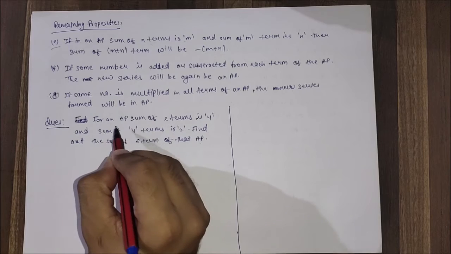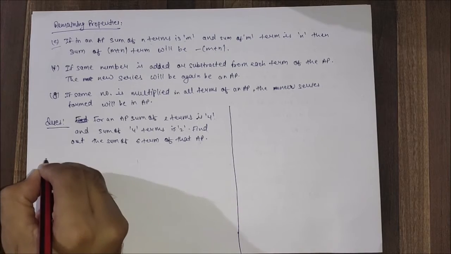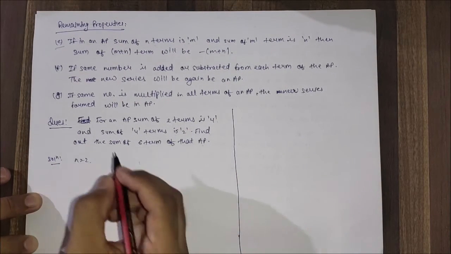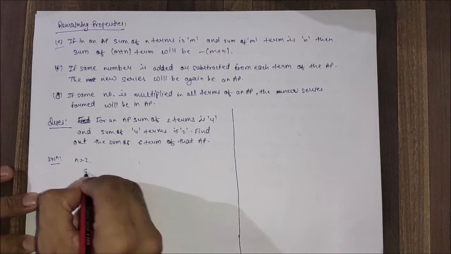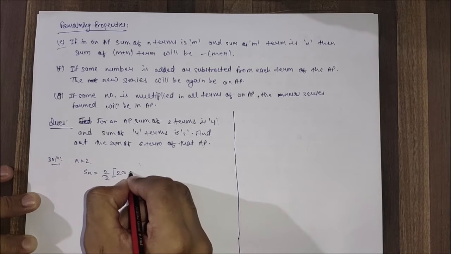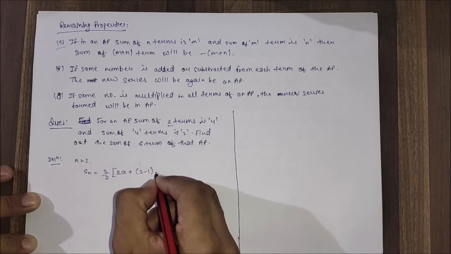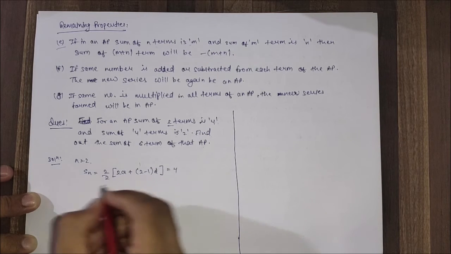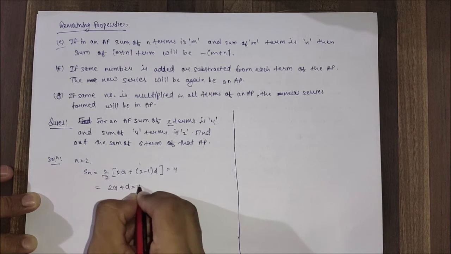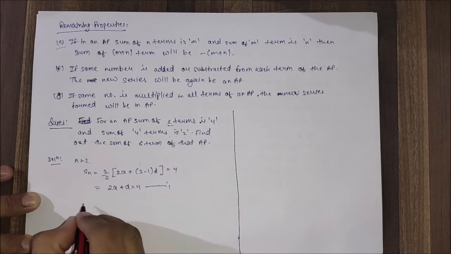So the question is, for an AP the sum of two terms is 4. Hence let's solve it. Here n is equal to 2, and Sn is equal to 2 by 2 times (2a plus (2 minus 1) d), where d we don't know, which is equal to 4. So 2a plus d is equal to 4. This is equation number 1.